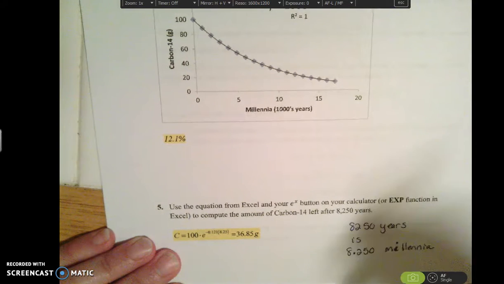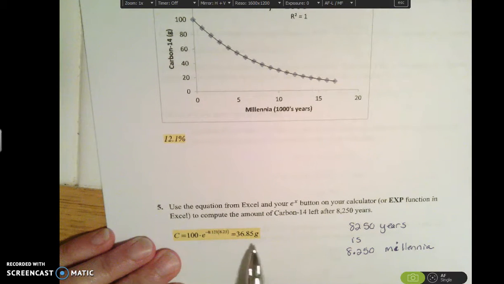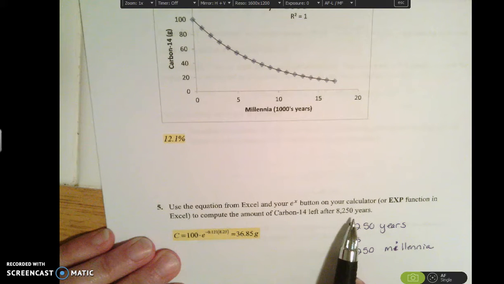When I put all that in my calculator, I get 36.85. So that's the amount of carbon-14 that would be left after 8,250 years, which is 8.25 millennia. So I hope this helps.